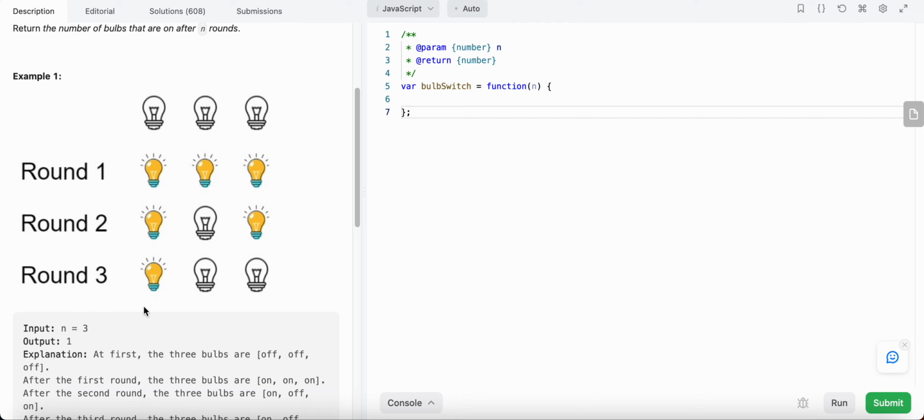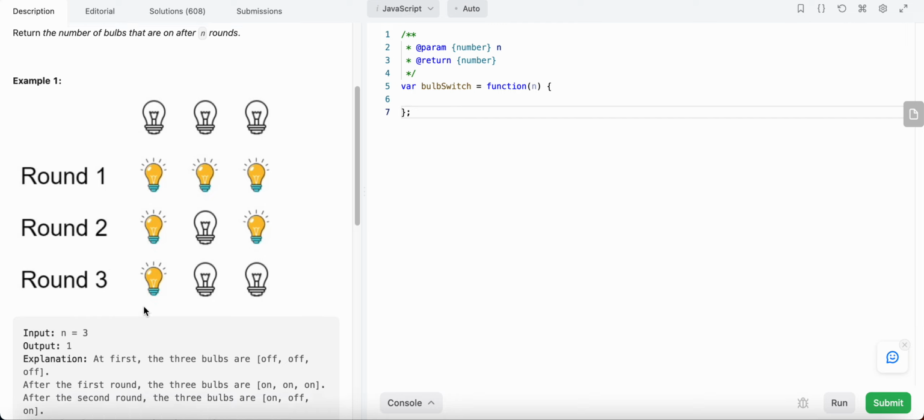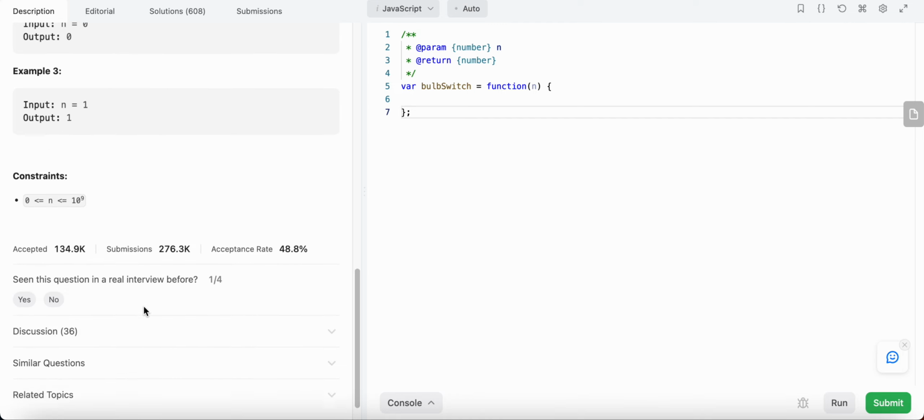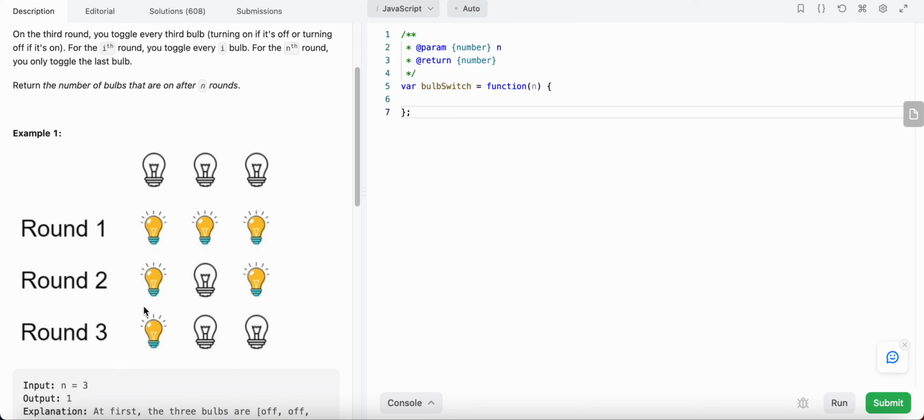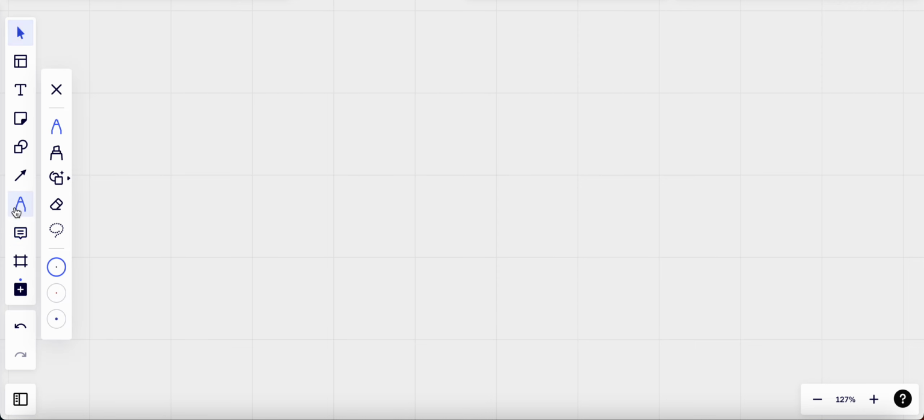Now how could we solve this problem? We could approach it using a mathematical approach, and we should solve this in constant time complexity. This problem could also be solved using an iterative approach, but that would be O of n squared time complexity. So we are going to use the mathematical one, which is constant time complexity.